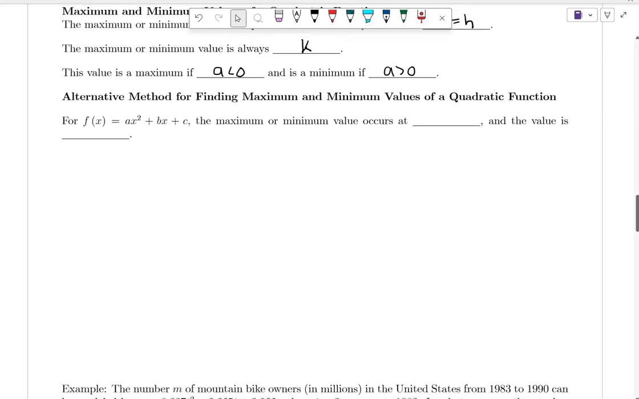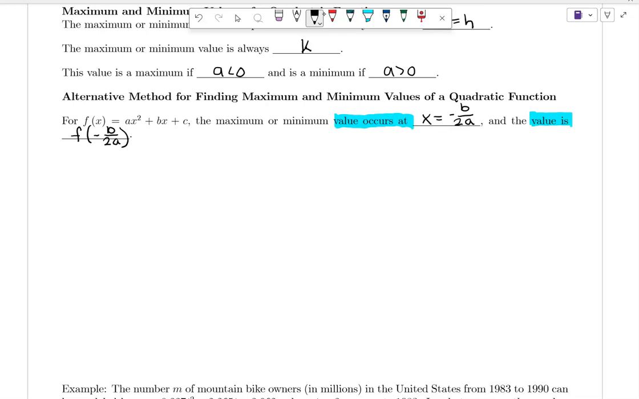Now what we're really going to be working on is finding a max and min for a quadratic function. So when we're looking at just our regular quadratic functions, not the standard form, we can find a maximum or minimum value that occurs at x equals negative b over 2a. And then the value is f of negative b over 2a. Important words I want to highlight here: this is where the value occurs, and this is the value.